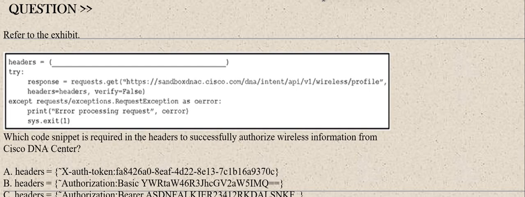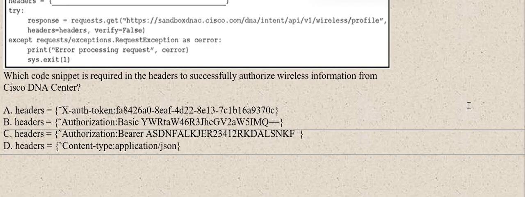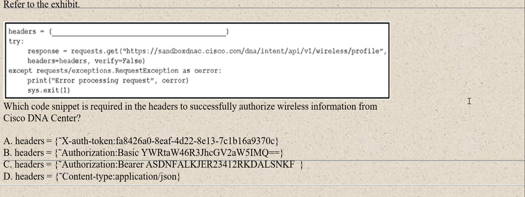Our next question is, refer to the exhibit. Please have a look at the given exhibit. Which code snippet is required in the headers to successfully authorize wireless information from Cisco DNA Center? Please have a look at the options. The correct answer is option A.